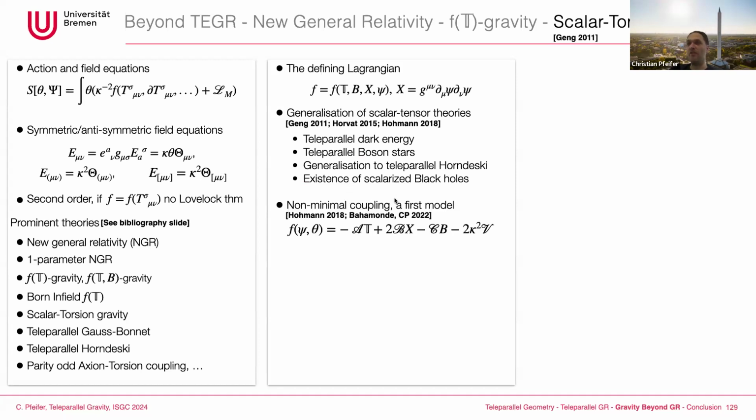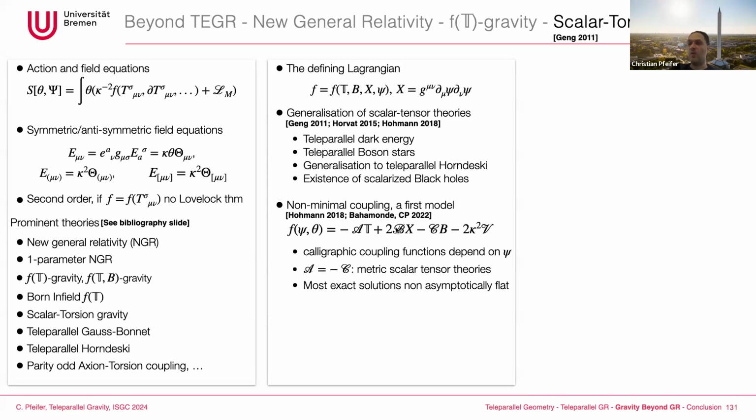A simple model for a non-minimal coupling is looking at the torsion scalar with an arbitrary scalar coupling function, the kinetic term of the scalar field with an arbitrary coupling function, the boundary term with a coupling function, and a potential. And in this model, we are back to a scalar tensor theory if A is equal to -C, since then we can combine the T and the B to the Ricci scalar.